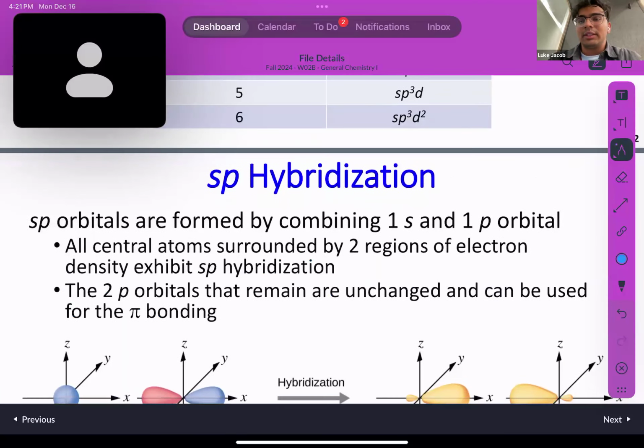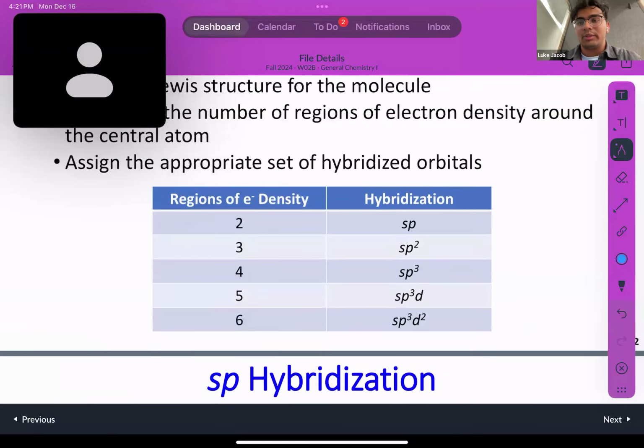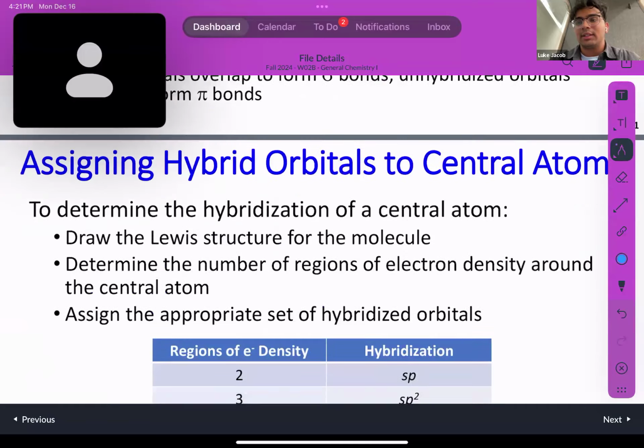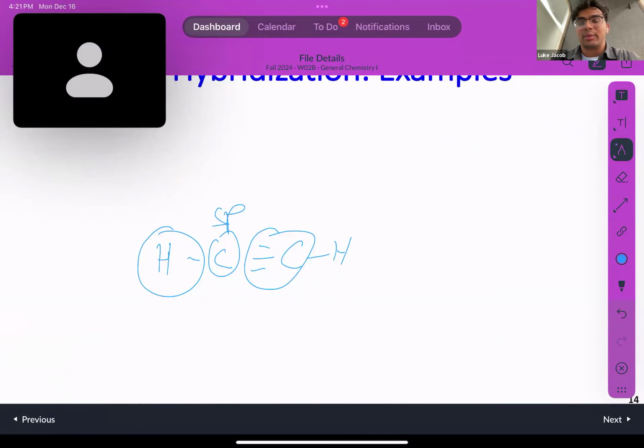Typically a good thing to also know is that sigma bonds are the hybridized orbitals. Those are the things that are hybridized. Pi bonds are unhybridized. That's just something to maybe know. He might ask a question about that.